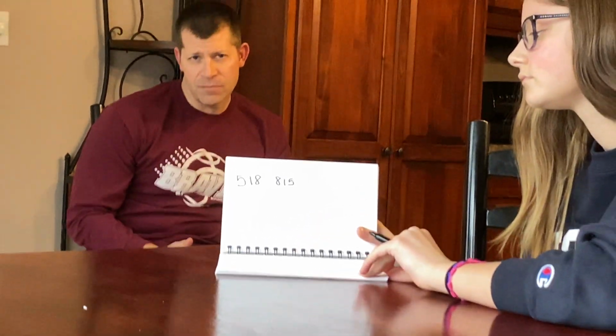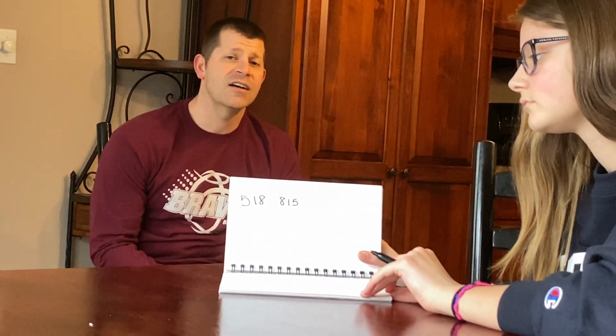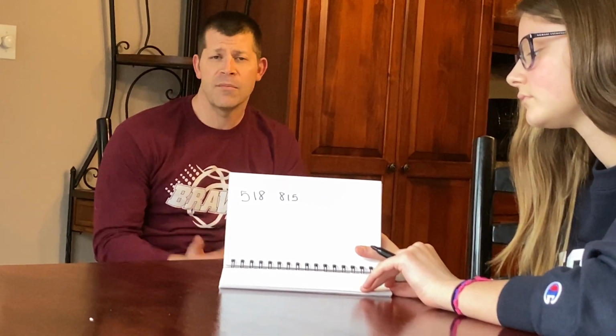Now, one of the numbers should be the big number, one of the numbers should be the small number. What she wants to make sure she does is put the smaller number on the bottom, the big number on top, because she's gonna do a subtraction problem.